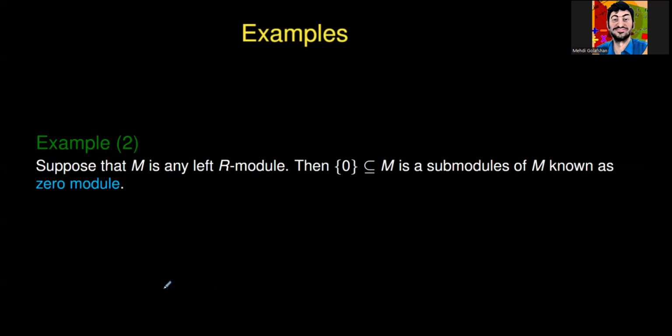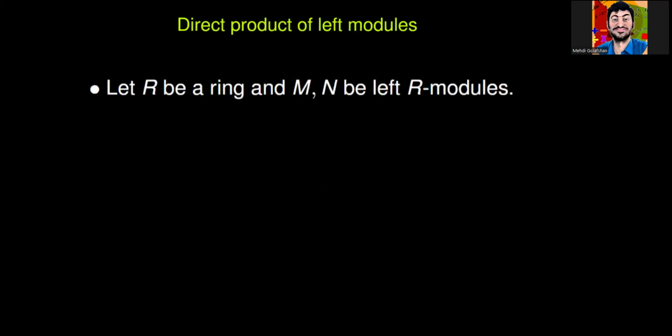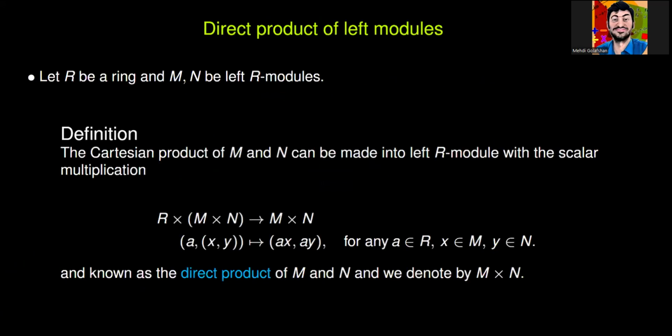So let me go to the next definition, which is the direct product of left modules. Let me start with a ring R, and let M and N be left R modules. So let's take M and N, both left R modules.